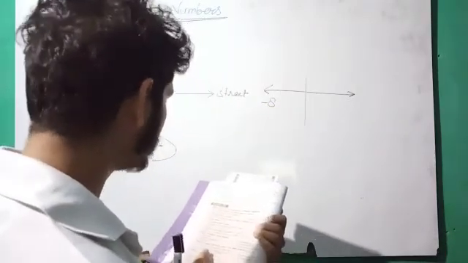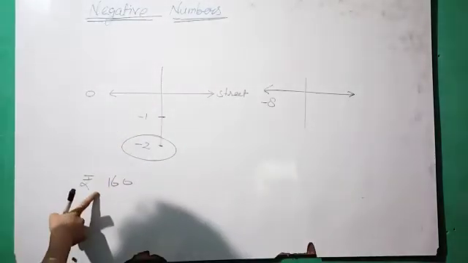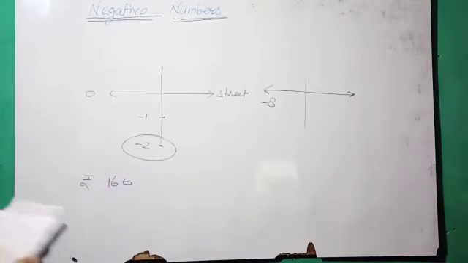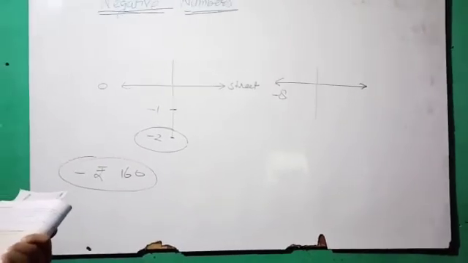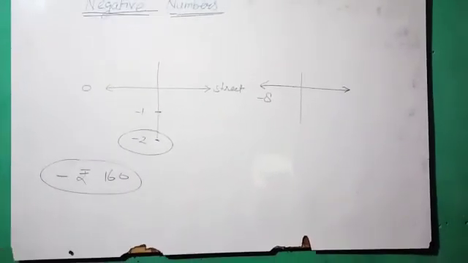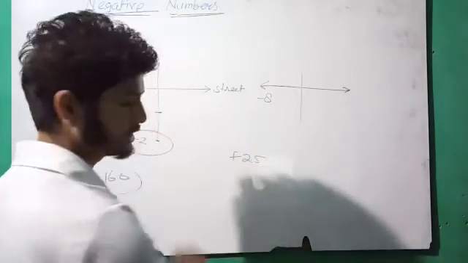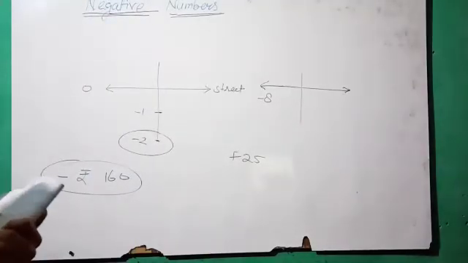Fourth part, a loss of 160. Loss of 160 is minus 160 rupees, or minus rupees 160. 25 seconds after the lift off. 25 seconds after means plus 25. Before is minus 25, after is plus 25. Okay. Move to the fifth question.